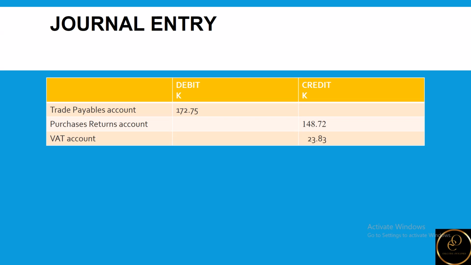As already noted, we are going to show that trade payables will be debited with 172 kwacha 75 ngwe, and the purchase returns account will be credited with 148 kwacha 72 ngwe. Also, the VAT component, which is 23 kwacha 83 ngwe, will be credited. Again, if you add the debit and the credit columns, you find that the two will agree to 172 kwacha 75 ngwe each, meaning that you have understood the double entry principles properly.